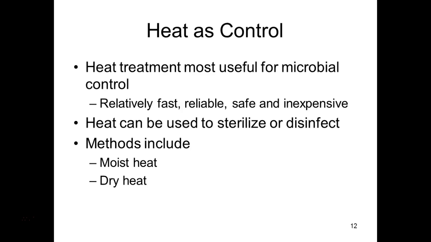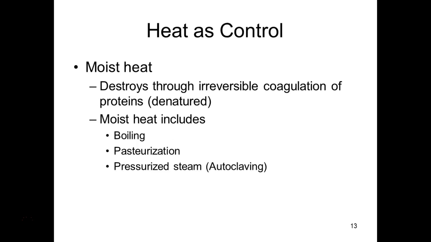So most methods, you're either using what's called moist heat, where there's some component of moisture, or dry heat. Moist heat is the most effective, and it works by completely destroying proteins, denaturing them, irreversibly coagulating them so they no longer function. The main things that catalyze reactions in your cells, that run your cells, are proteins. So if they cannot function anymore because they've been changed, morphed, melted, denatured, they no longer can do their job.